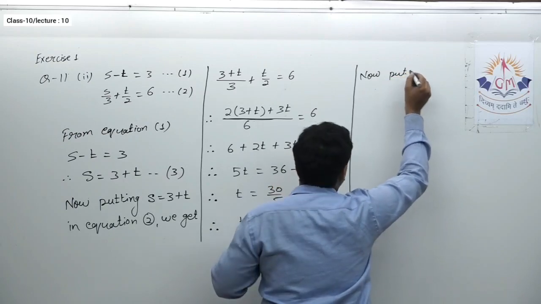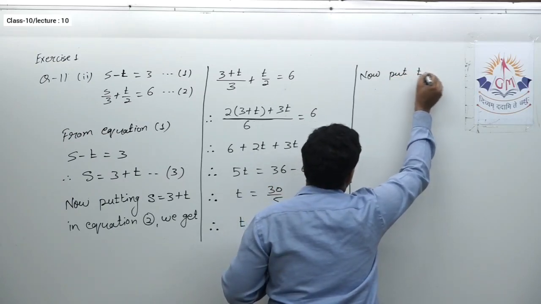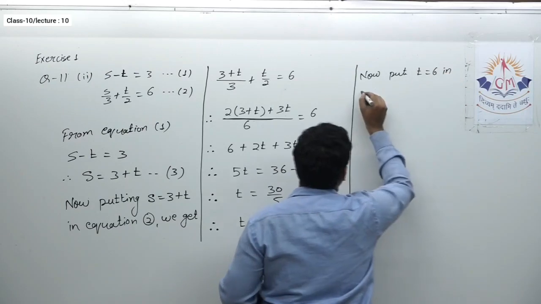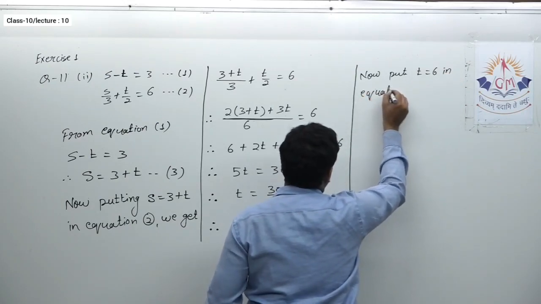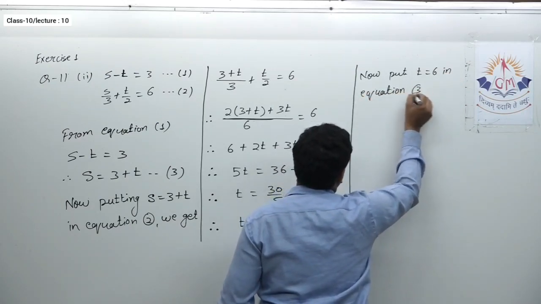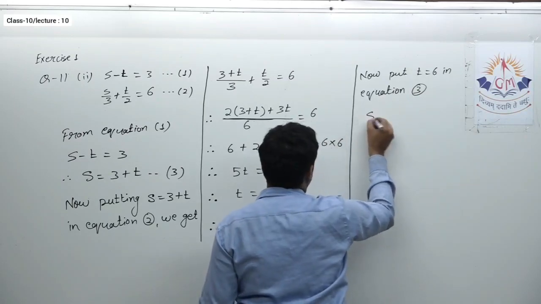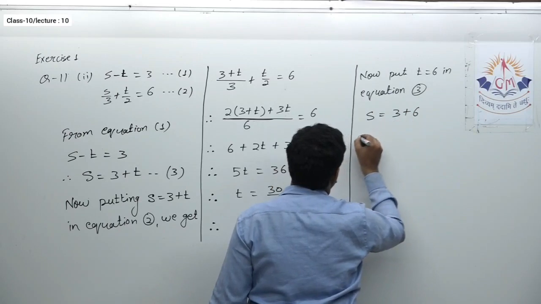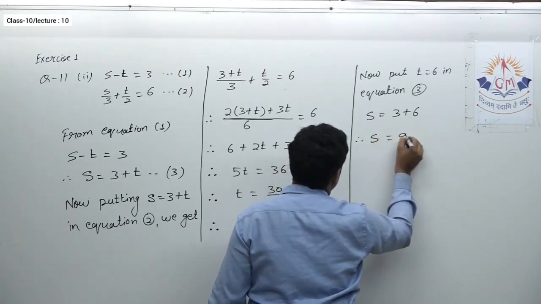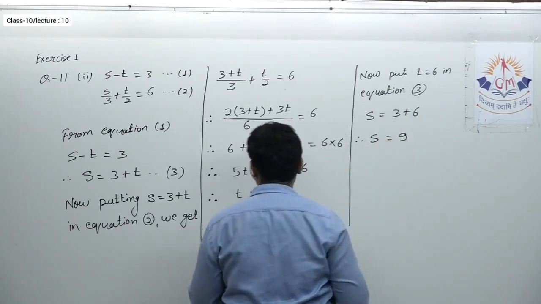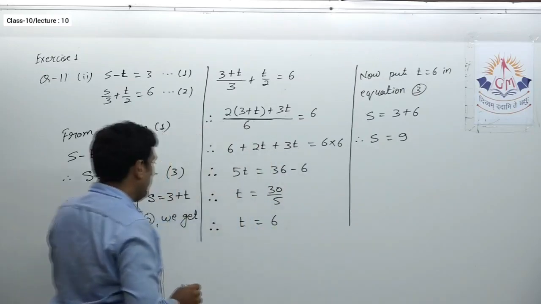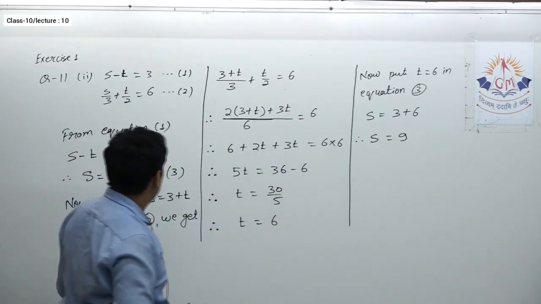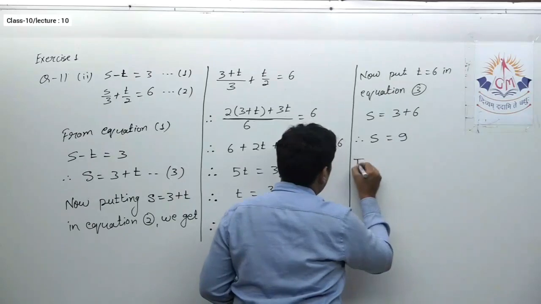Now put t equal to 6 in equation 3. So s is equal to 3 plus 6, therefore s is equal to 9. So t equal to 6 and s equal to 9. So here I can conclude my answer.